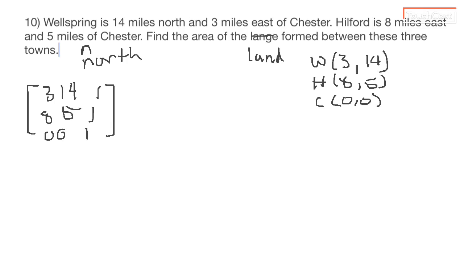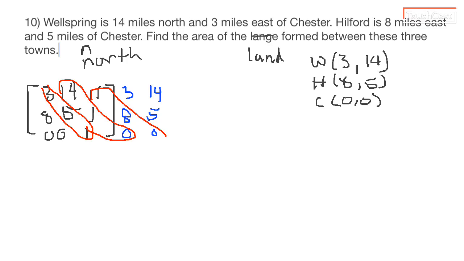So let's start by finding the determinant, and remember to do that we take those first 2 columns and we rewrite them to the right. And then we're finding the diagonals. So we've got 3, 5, and 1 in a diagonal, 14, 1, and 0, 1, 8, and 0. We're going to have 14, 8, and 1, 3, 1, 0, and 1, 5, 0.